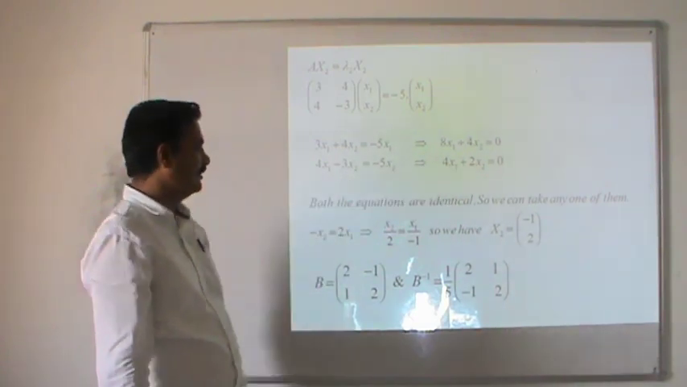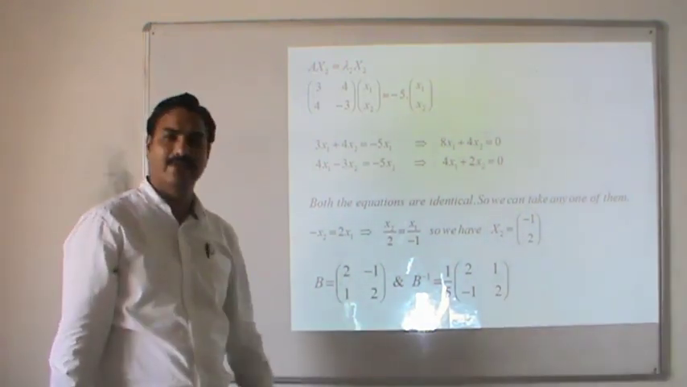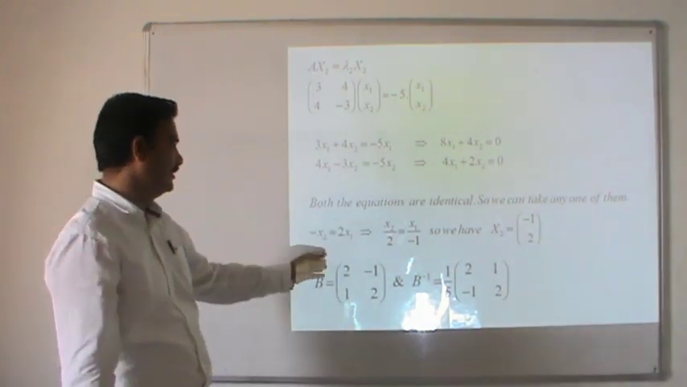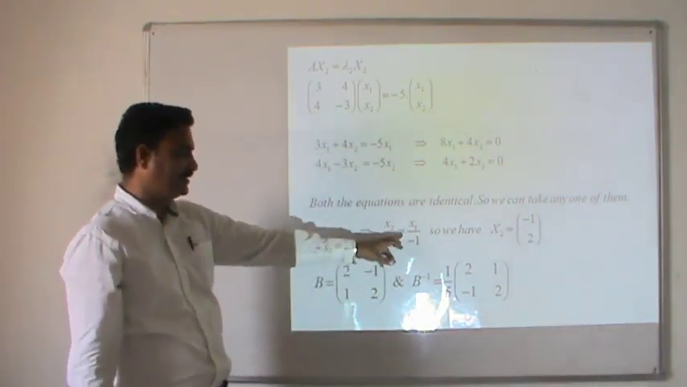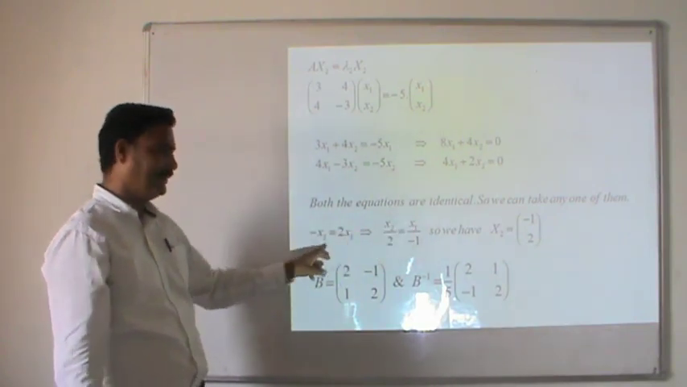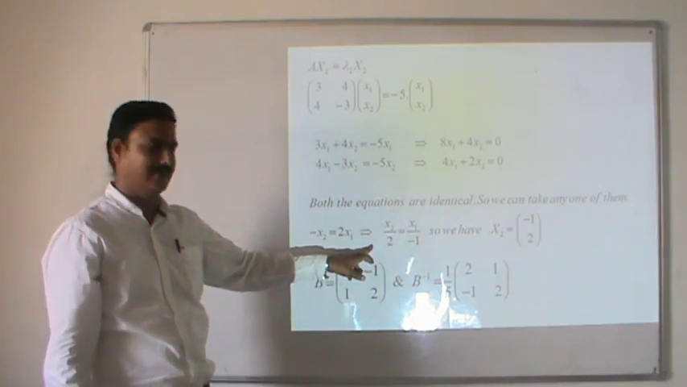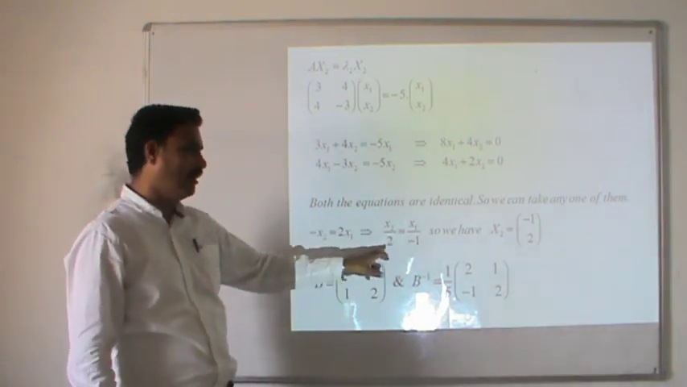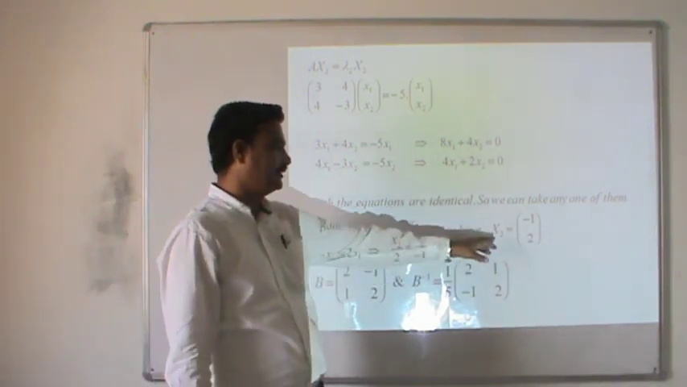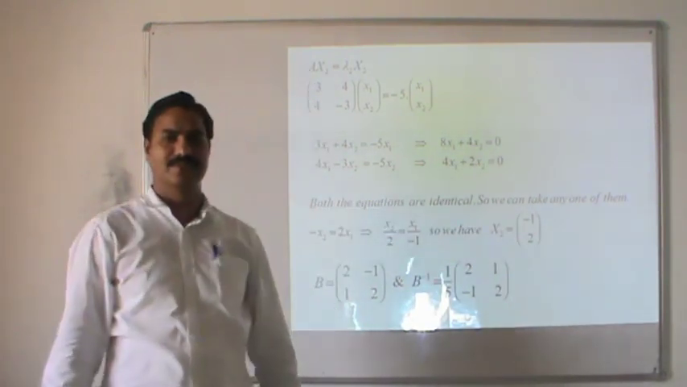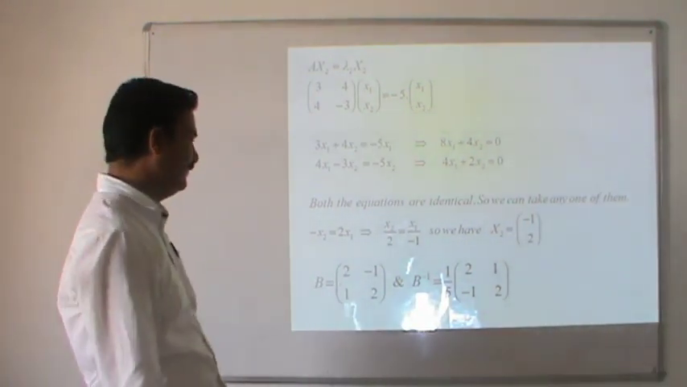And again both the equations are identical, so we can take any one of them. Let us consider the second one, minus x2 is equal to twice x1, and which gives us, we just cross multiply the two. We may choose 1 and minus 2 also, it's one and the same thing. Either we choose minus 1 and 2 or 1 and minus 2. Both eigenvectors are correct. So here we consider X2 as minus 1 and 2. This is our second eigenvector corresponding to the second eigenvalue, which is minus 5.